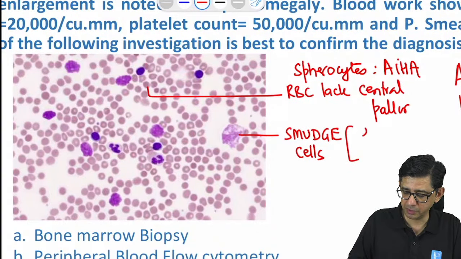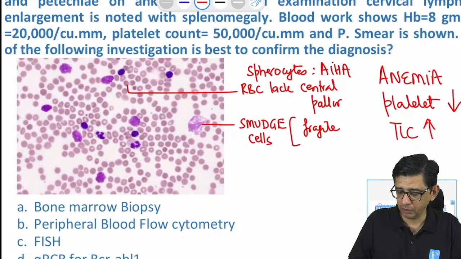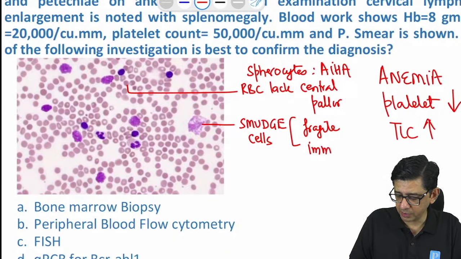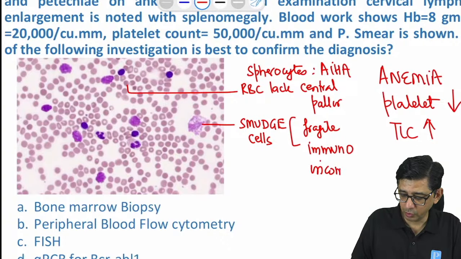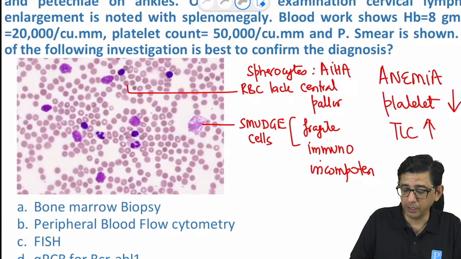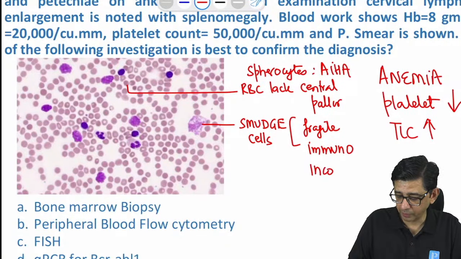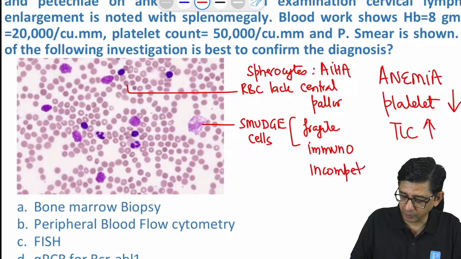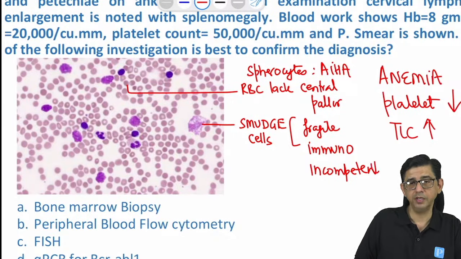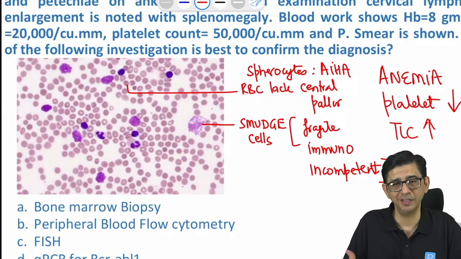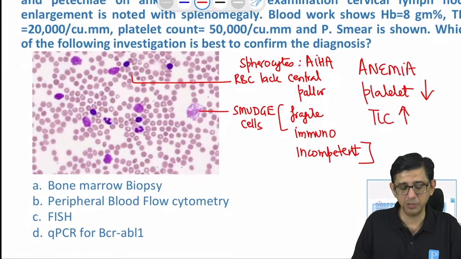These smudge cells are basically fragile, immunoincompetent or fragile B cells basically. I'm going to call them immunoincompetent because they do not know how to differentiate between self and non-self. You know, normally the security system can differentiate between the self and the non-self component, but in this condition, they're not able to differentiate self versus non-self, so they're attacking self RBCs only.